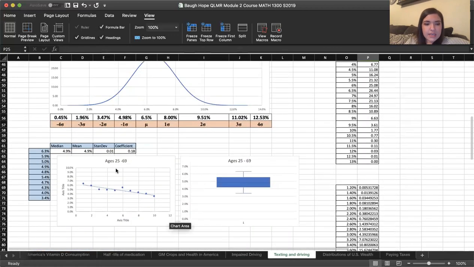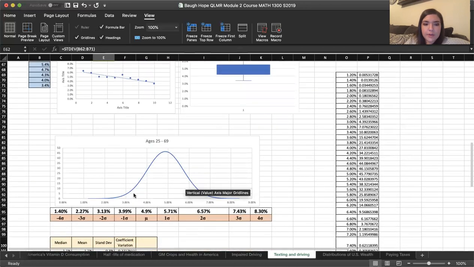And then this is the age bracket 25 to 69. And you can see that the median here is 4.9. And then the standard deviation is 0.01. You can see here that the line goes through right around the 5 marker. It's a little below, so 4.9.